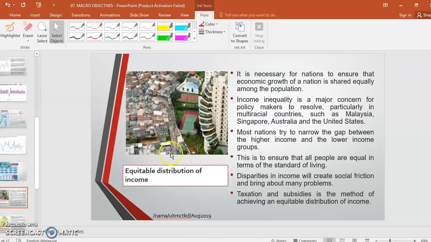Okay, number 4 is to achieve equitable distribution of income. Okay, we want to achieve the equitable distribution of income. Maksudnya, we want to reduce the gap between the rich and poor person. Okay, so how to reduce this gap?